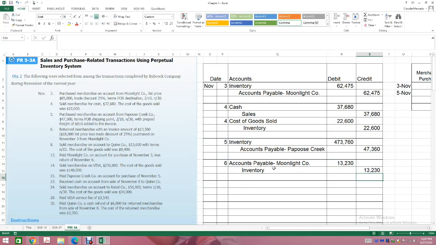So for the transactions dated November the 6th, you just obtain the amount of the invoice less trade discounts and multiply it times the purchase discount, and then that will give you your total.